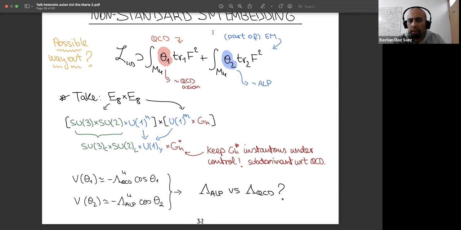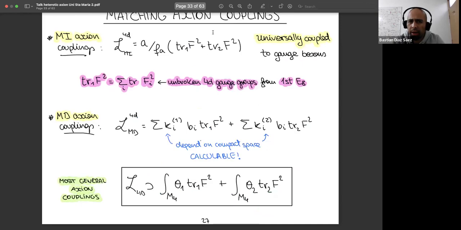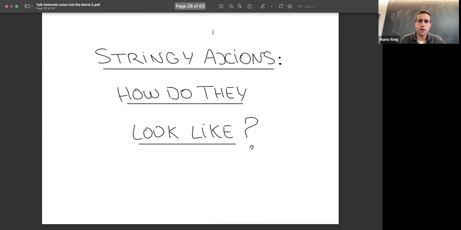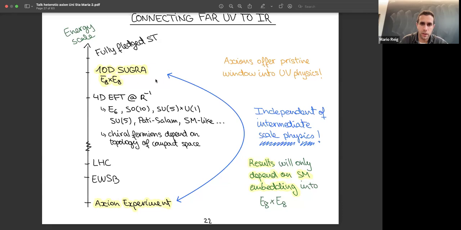What happened with all these UV or string theory possibilities? Are they going to change somehow, or is that independent of, at least, the things that I discussed today, which is essentially how to match 10D supergravity, the axion couplings that you get from 10D supergravity, to the 4D EFT at low energies? It is totally independent of intermediate scale physics. So you can have an extra Higgs at the few TeV scale or something like that, and it will not change the results.